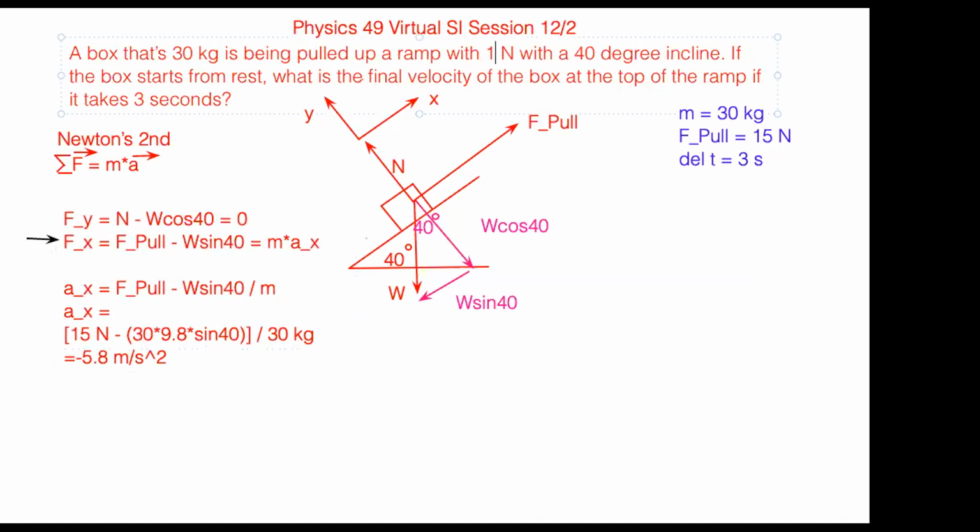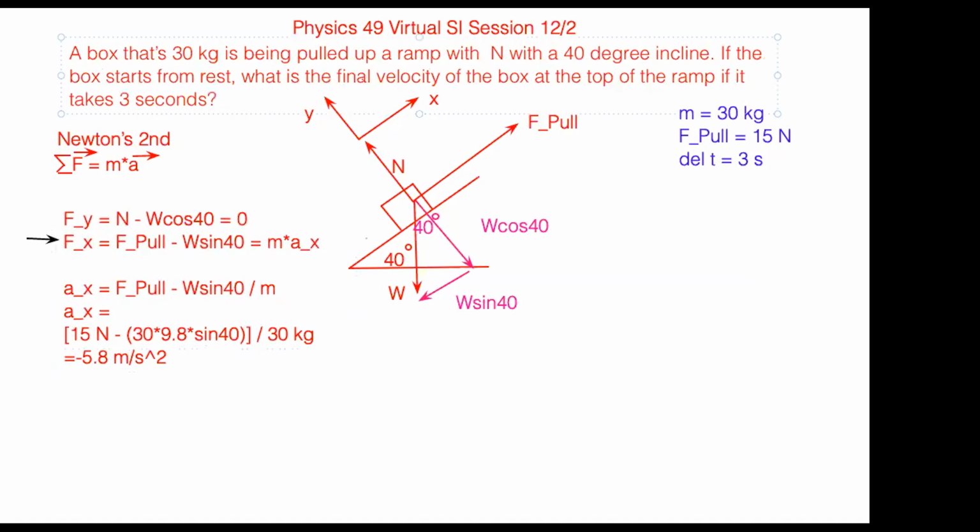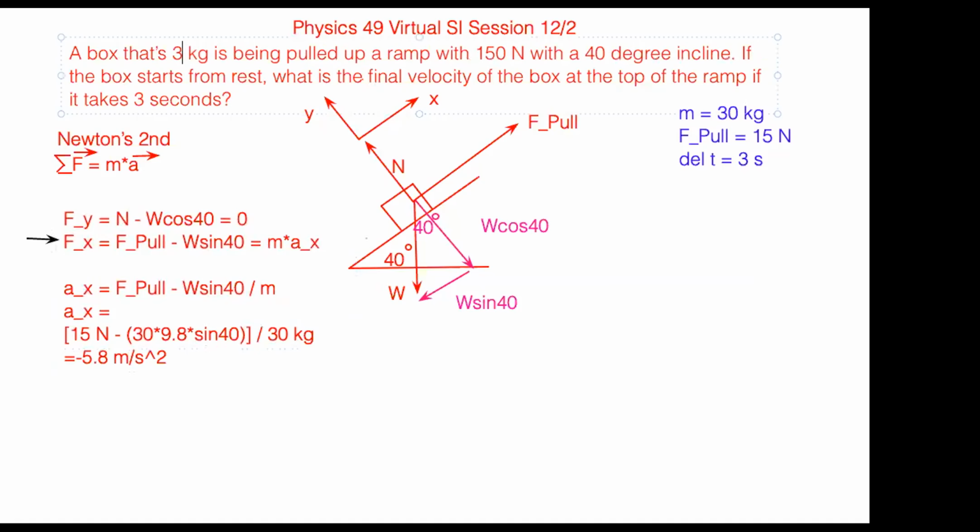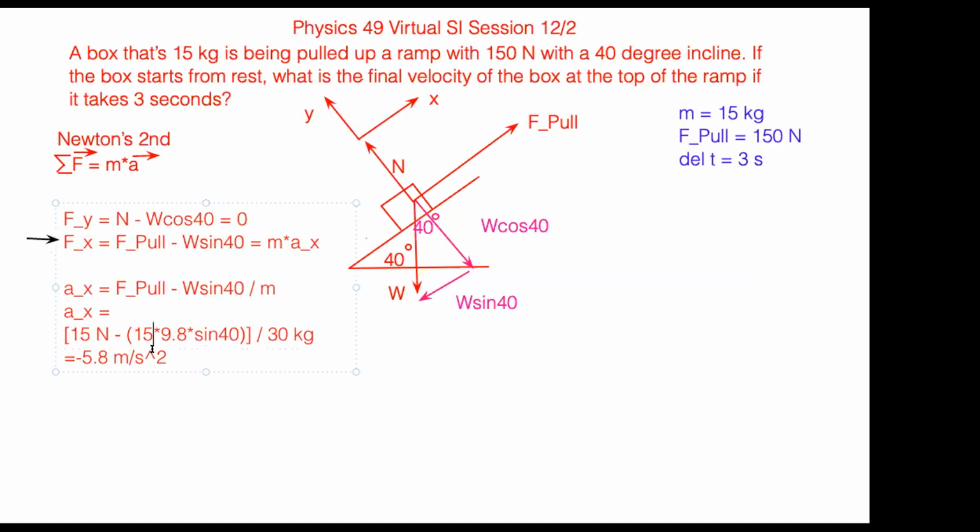For everybody in the chat, the situation that we ran into is that the force is not enough to pull the box up the ramp. 15 newtons wasn't enough to pull the box up. So we're going to make the pull force stronger and make the box have less mass. We'll do 150 newtons.